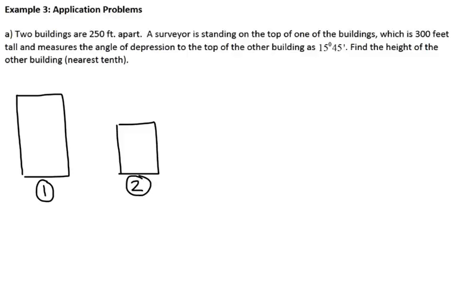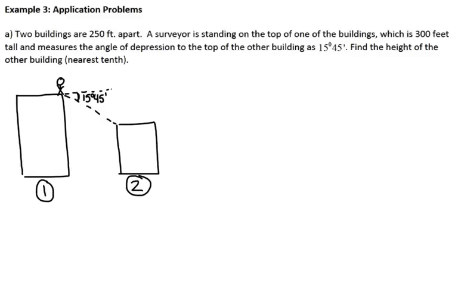A surveyor standing on top of the building, which is 300 feet tall, measures the angle of depression to the top of the other building as 15 degrees 45 minutes. So the angle of depression is from the horizontal and down. So since we're dealing with the angle of depression, that means our surveyor is standing on top of the taller building and looking down. So there he is, standing on top and looking down at the other building. That right there is your angle of depression, which is 15 degrees 45 minutes.